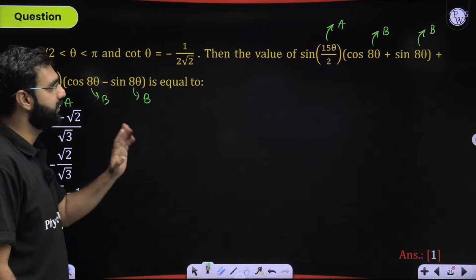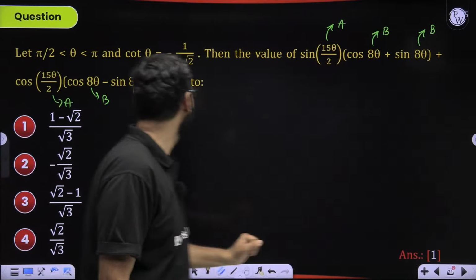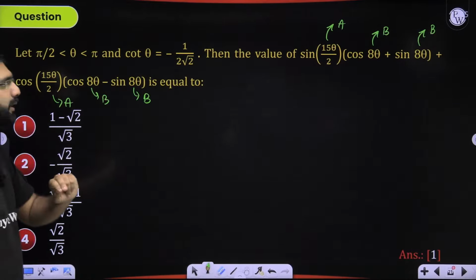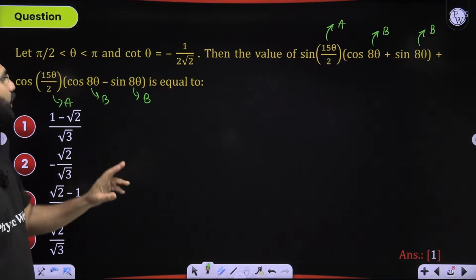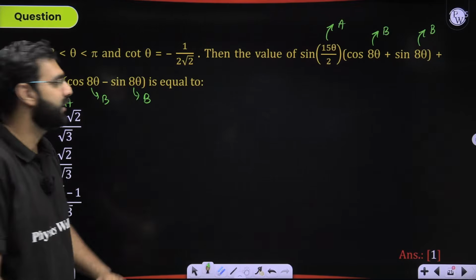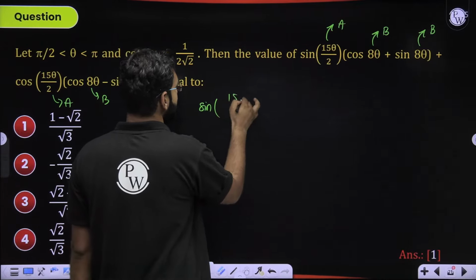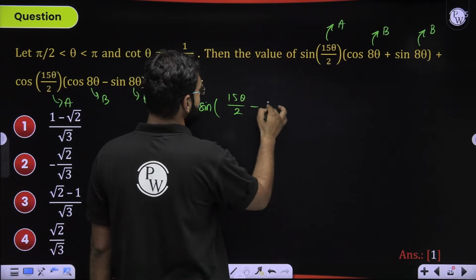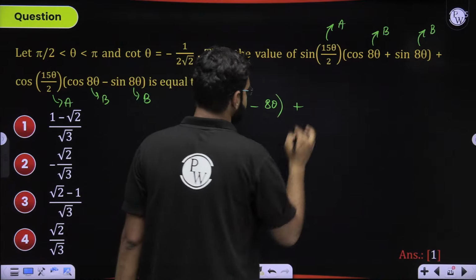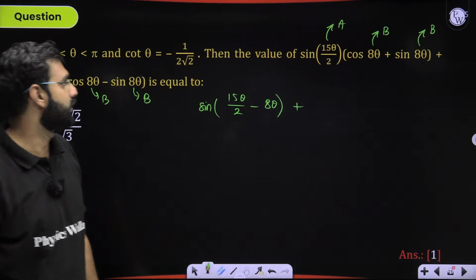Now getting back to the discussion, it is sin A cos B minus cos A sin B. I hope you can see this. So sin A cos B minus cos A sin B, that is sin A minus B. Sin A minus B means what? Sin of 15 theta by 2 minus 8 theta. Did you get that? Then pay attention to this.